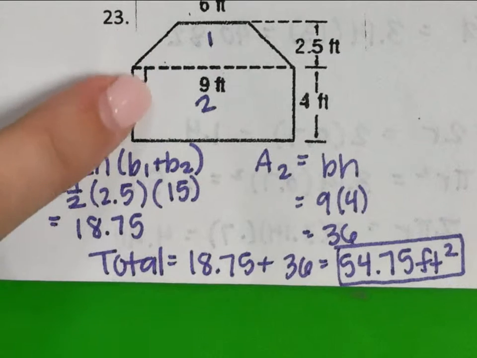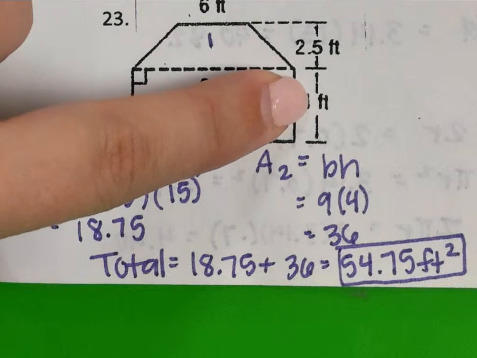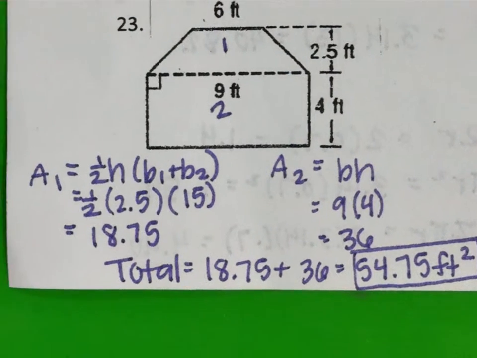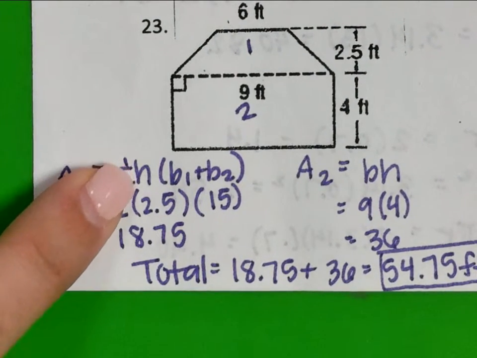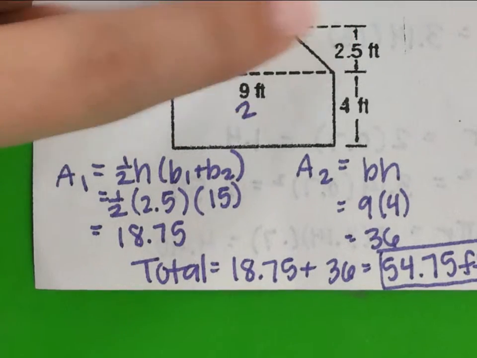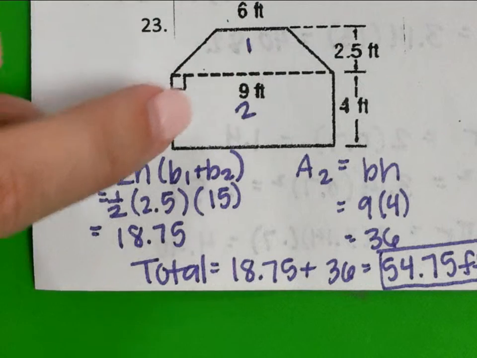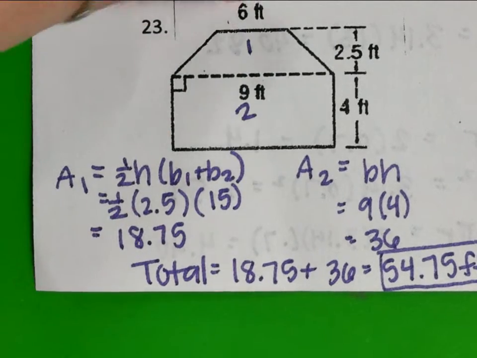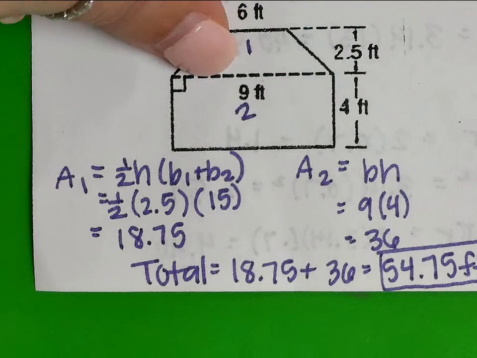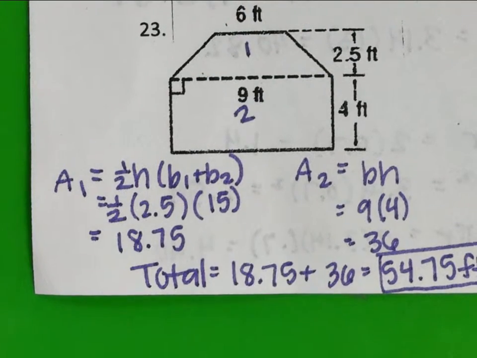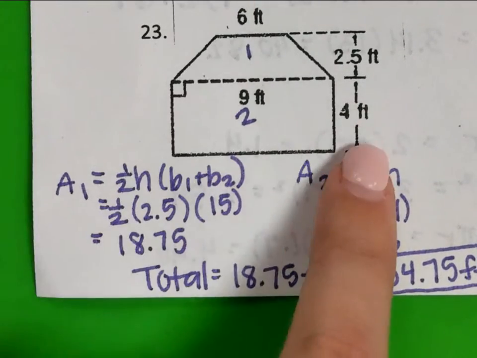Okay. Rectangle is just length times width, or base times height. So 9 times 4. We got that one? Okay, so the trapezoid again. So 1/2 times my height, which is right here, this 2.5. That's telling me from here to here it's 2.5 feet. Okay. Times base 1 plus base 2. So base 1 is 6. Base 2 is right here, which is 9. Yeah, 4 doesn't have anything to do with this trapezoid up here.